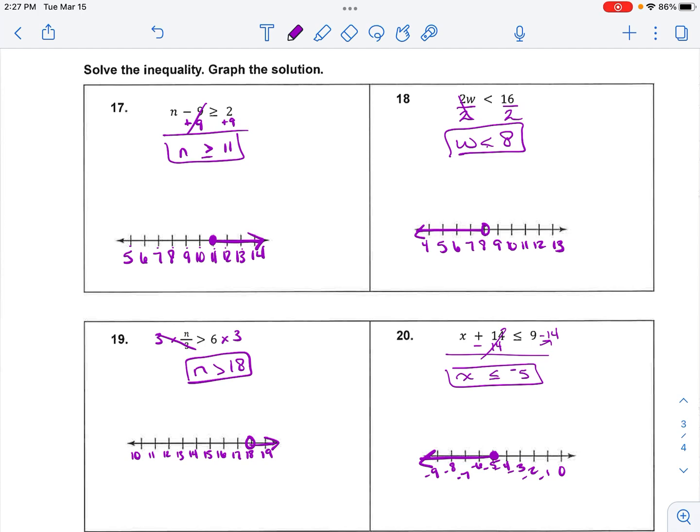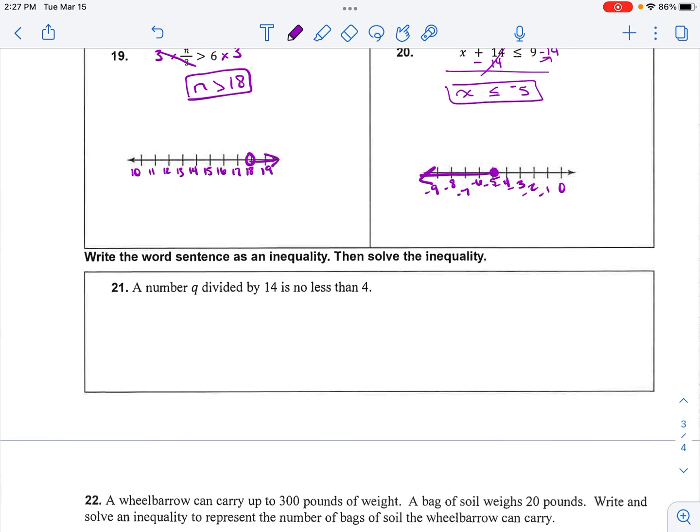Okay, so solving using the inverse operation and graphing. Remember, less than or greater than, open circles; less than or equal to, greater than or equal to, closed circles. 21, we're going to write the word sentence as an inequality, then solve. A number q divided by 14 is no less than 4, meaning it could be 4 or greater than. So greater than or equal to 4.